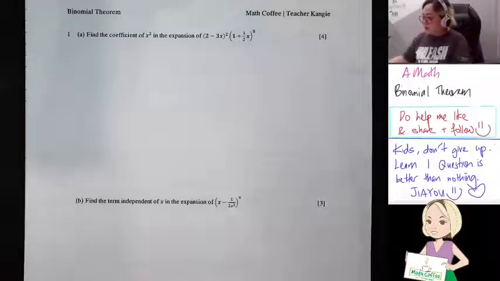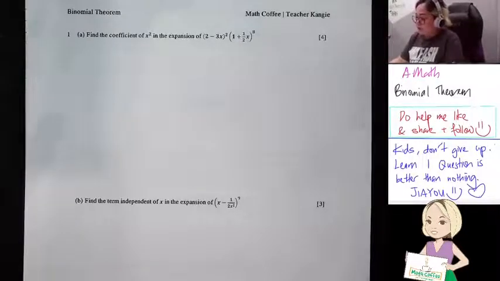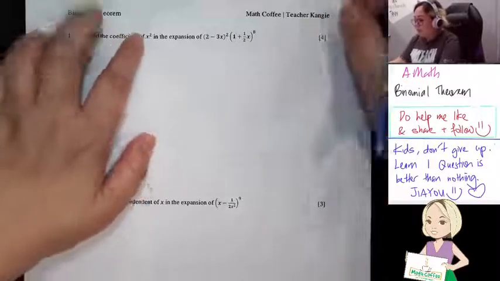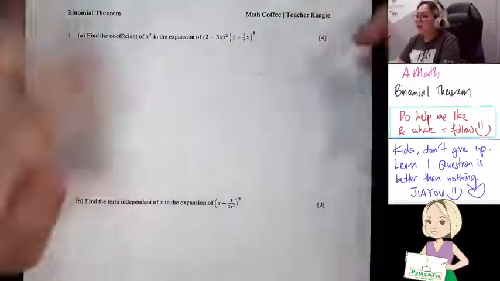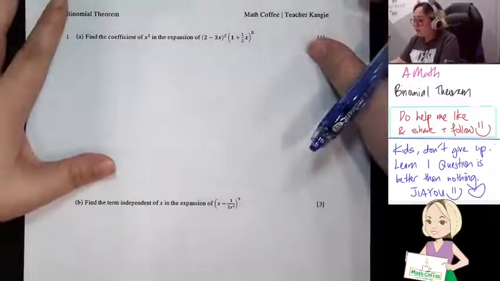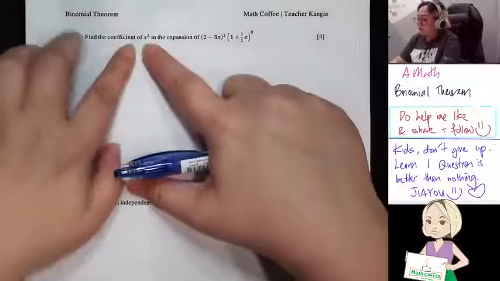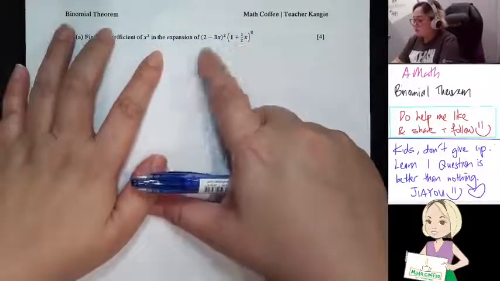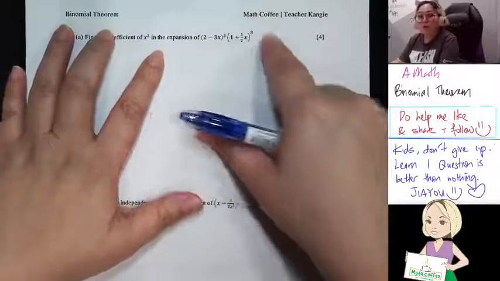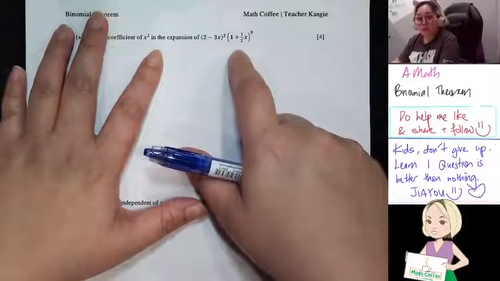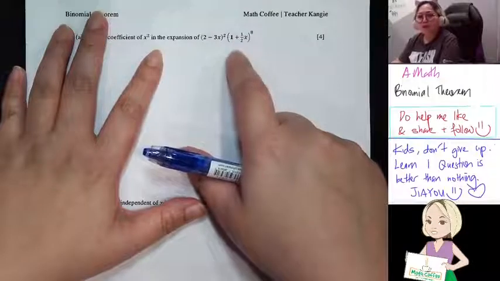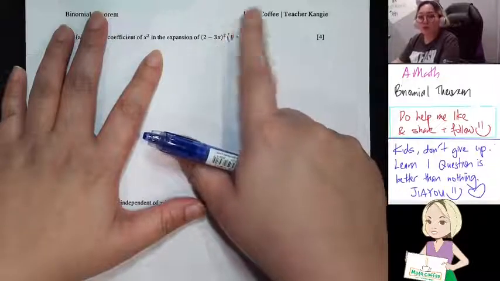Okay, let's start. So the first question, they say find the coefficient of x squared in the expansion of this and this. Okay, so you need to understand the concept. They only want the coefficient of x squared in this times this. So there will actually be a rainbow. We need to do a rainbow here. But of course, this one to the power of 8, there's no way you can do your rainbow. We're going to do our binomial here.